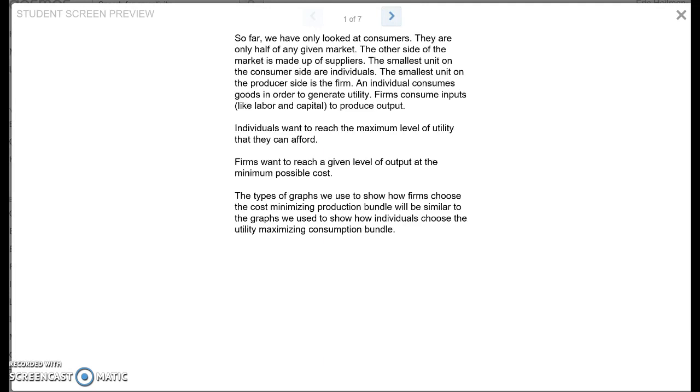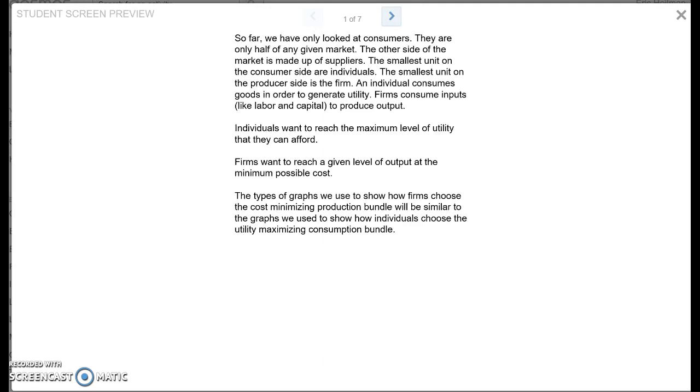A lot of what we're going to look at in this presentation is super similar to the stuff we looked at in the beginning about consumers. The graphs are going to look similar. The math is similar, all that stuff. On the consumer side, you have individuals in the market that want to reach a maximum level of utility that they can afford. So they want to get to the highest indifference curve they can, that's on their budget constraint.